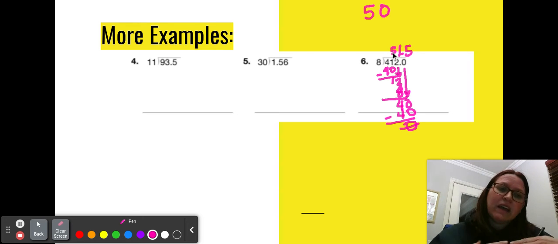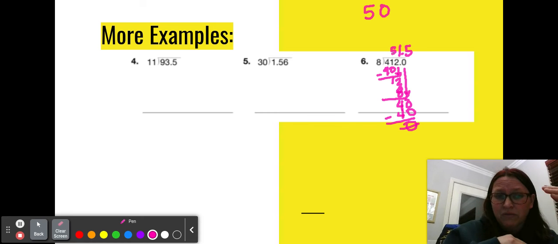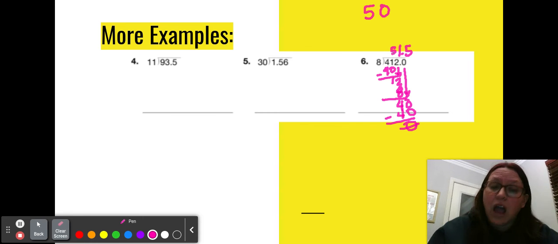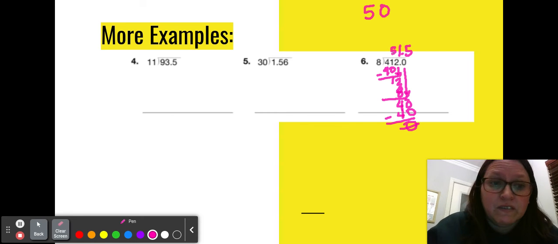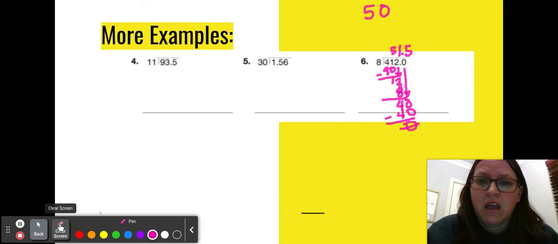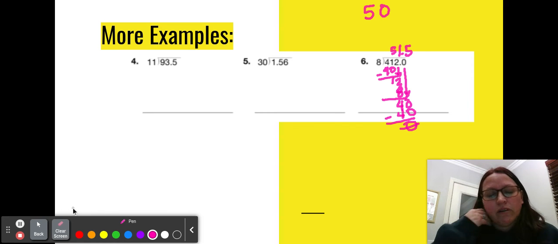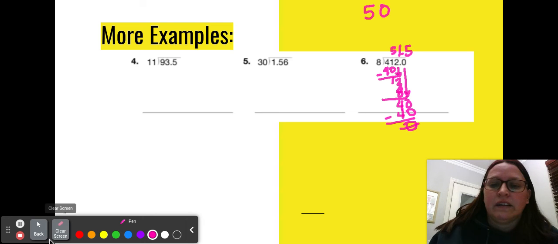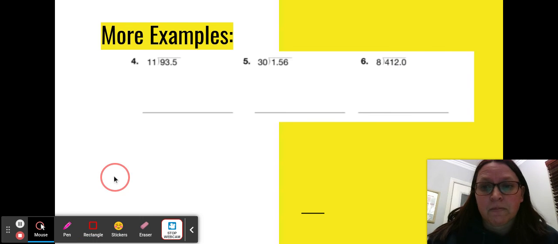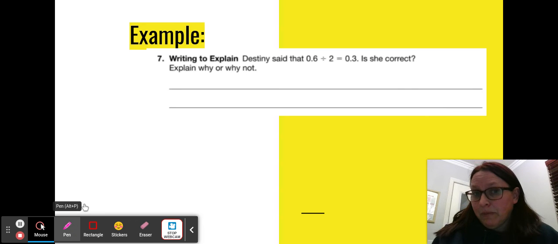When I say my answer, I was assuming it would be over 50, but around 50. I was right because my answer was 51.5. I always estimate because when I estimate, it gives me kind of an idea of where my answer should be. And it's a great way to make sure that your answers are close to where they should be. Let's look at an example.